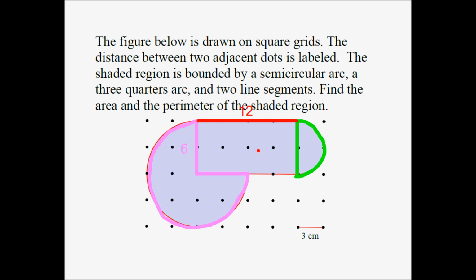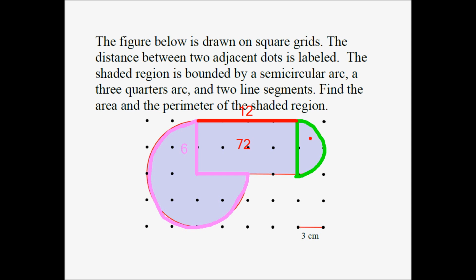Okay, so we can find the area of this rectangle, which is length times width, which is 6 times 12, which is 72. So let's type the number here. This is 72. Now all I need to do is find the area of this semicircle.